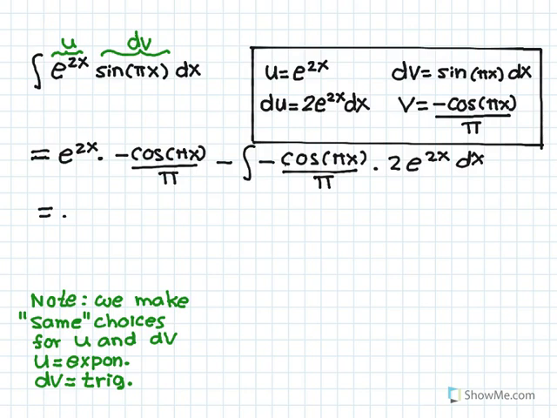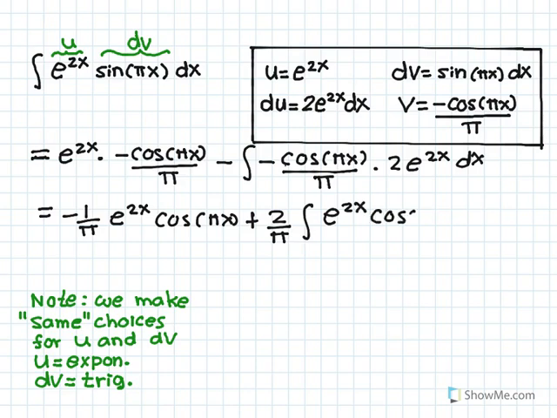So we get equals negative 1 over pi, e to the 2x, cos of pi x. And let's simplify a little bit. So we have minus times minus is plus, and let's pull the 2 out. So we get plus 2 over pi. We'll take out 2 over pi because it's a constant, it passes through the integral. Integral e to the 2x, cos of pi x dx.